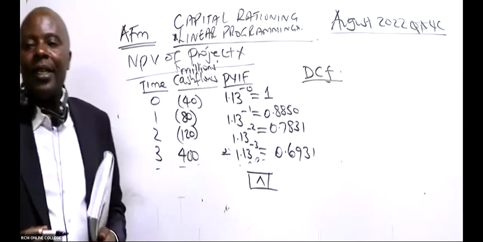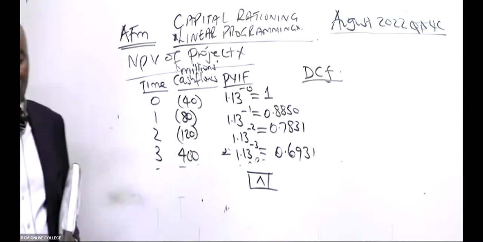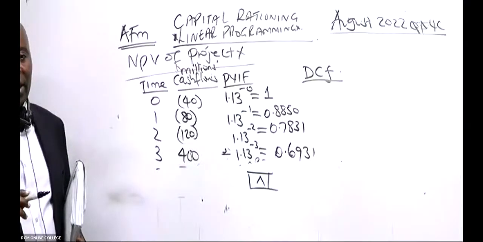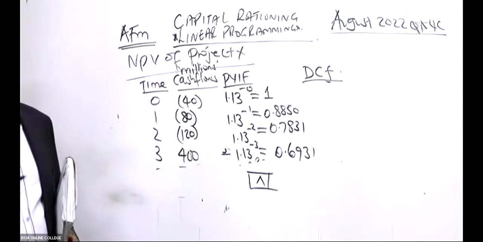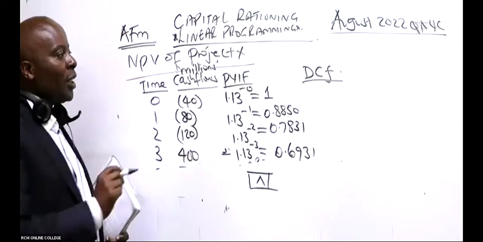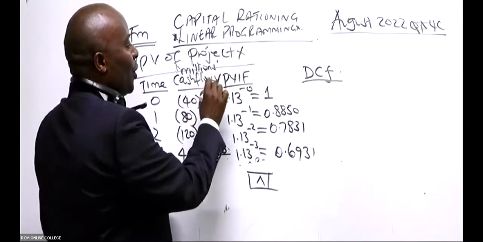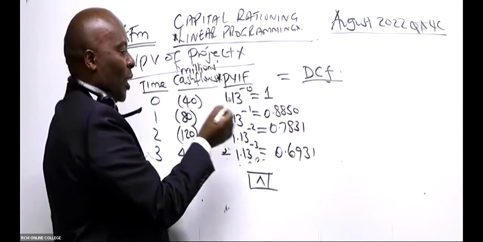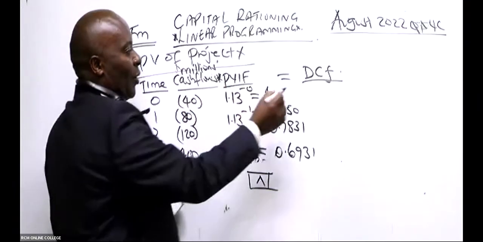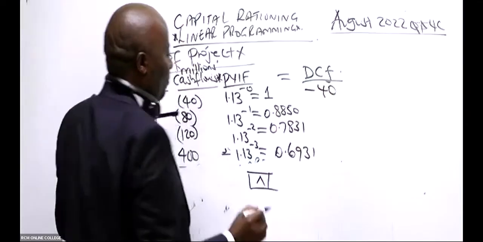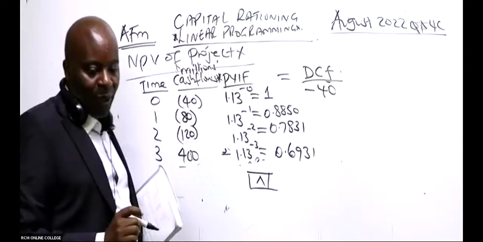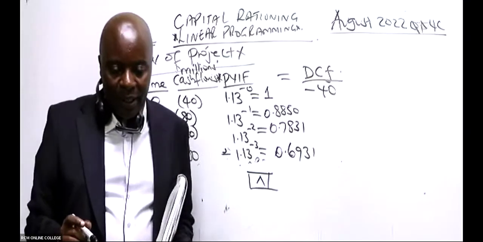So now, having gotten these PVs, you can come and give me the discounted cash flows. You can write that in full if this is your first time to encounter this. Discounted cash flows, my friends: we take the cash flows that we have and multiply them by the PVs. So this will be minus 40 times 1, which gives me minus 40. This will be minus 80 times this number. Please give me the answers.